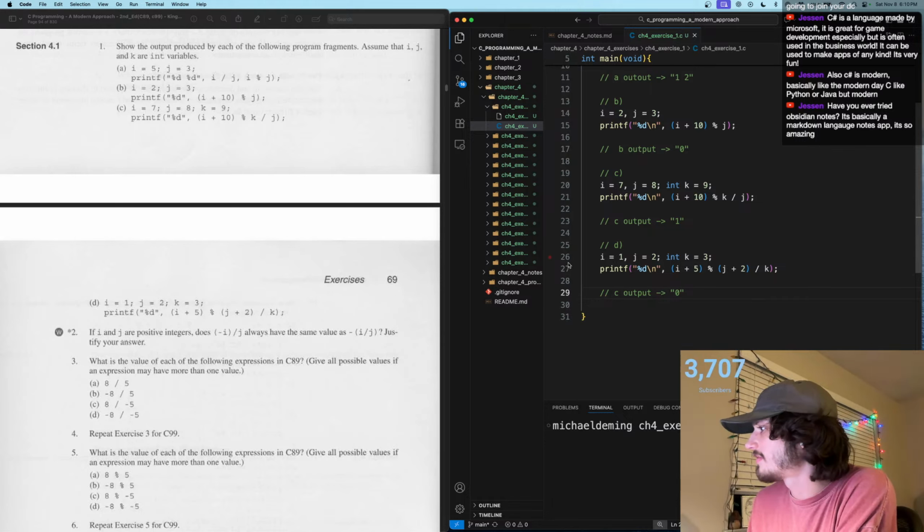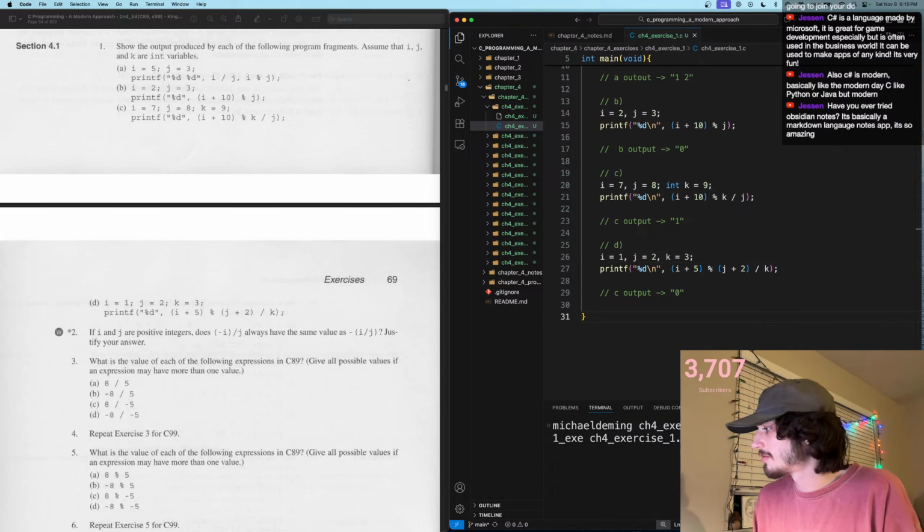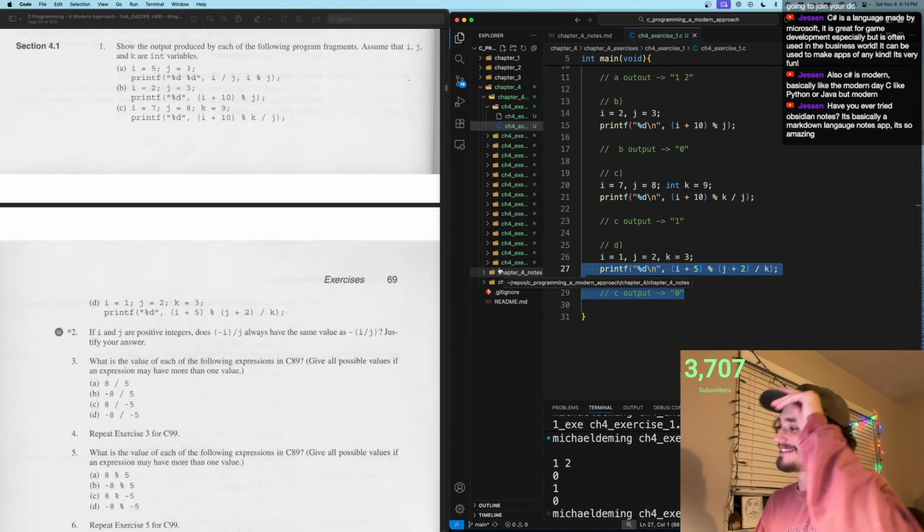That's my guess. Let's go ahead and back up to this one and then run this one more time. Oh, we don't need to define K here. We'll just, there we go. Override the value. 1, 2, 0, 1, and 0. Let's go. Nice.